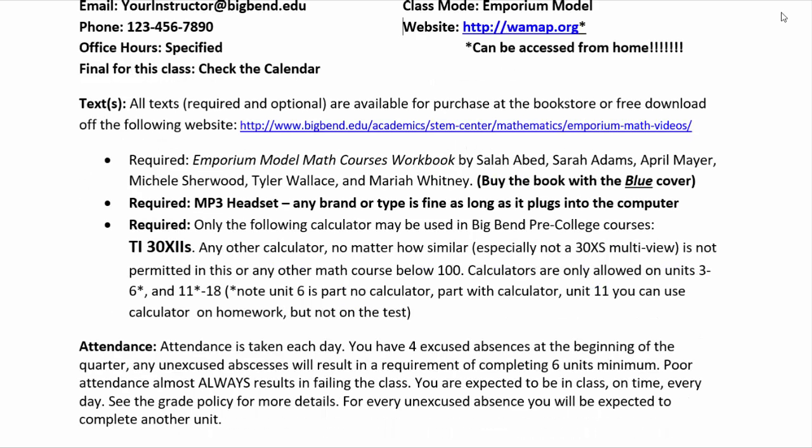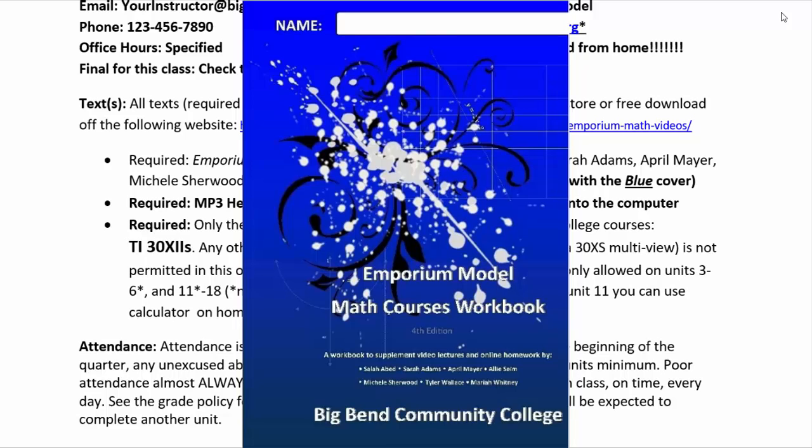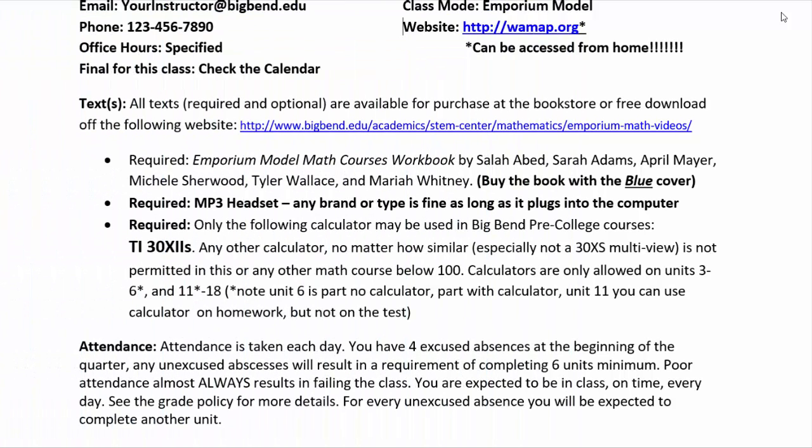The textbook for this course is actually a workbook. It's called the Emporium Model Math Courses Workbook. You can get this in the bookstore. It's the book with the blue cover.